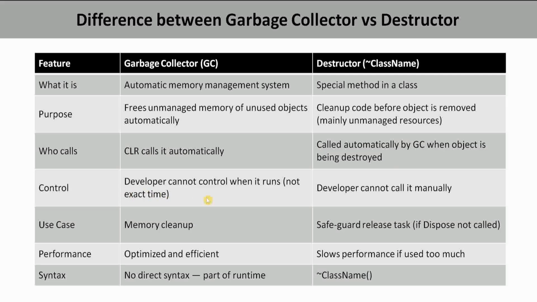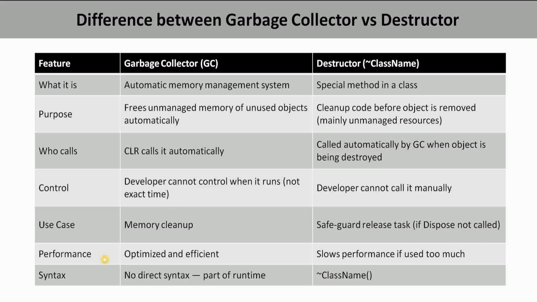Control: the developer cannot control when it runs, not the exact time. The developer cannot control this, because we do not know when it will be called. The developer cannot call it manually. It is the same with the destructor also. Use case: memory cleanup, to clean up and release the memory which is not going to be used further. A safeguard release task if dispose is not called.